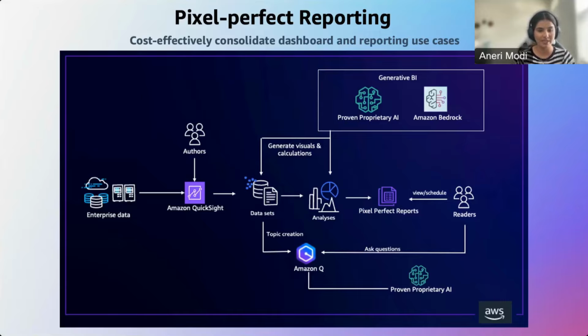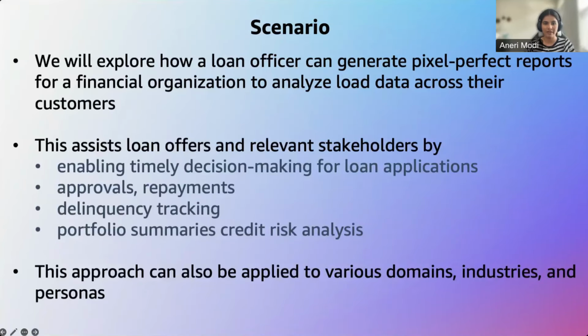So you have your data sets, which is connected to QuickSight, and the authors on top of that creates analysis and publishes them, and the readers would go ahead and view those reports. So now for today, I wanted to go over a scenario and build pixel perfect report for the same. So in today's use case, we'll explore how a loan officer can generate pixel perfect reports for a financial organization to analyze their data across the customers.